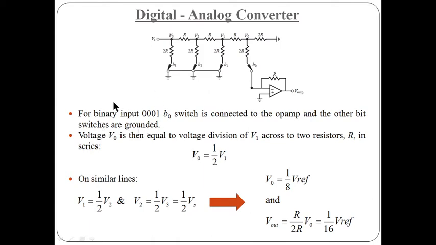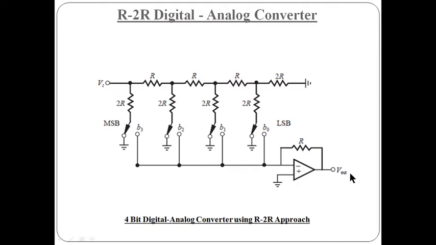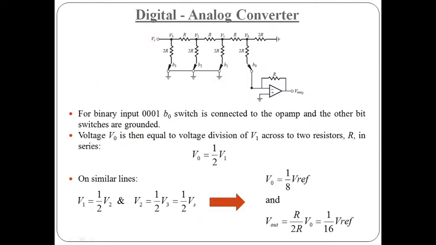Okay, and at last we will get the analog voltage output, the analog signal there. So here we make a voltage V0 equal to the voltage division of V1 across the two resistors R and R in series. So the voltage output will be 1/2 into V1.